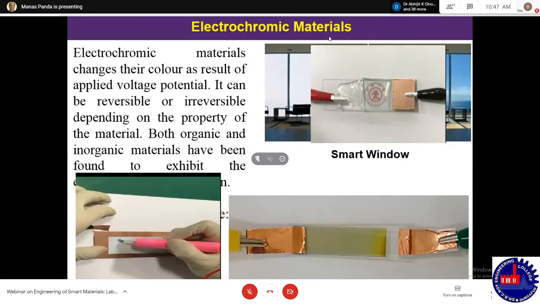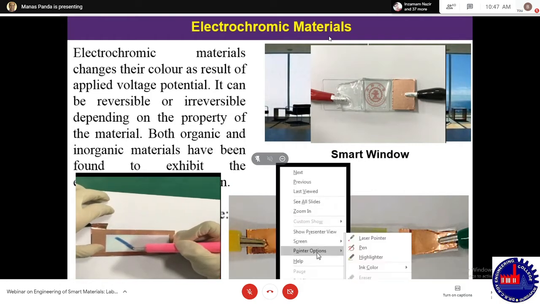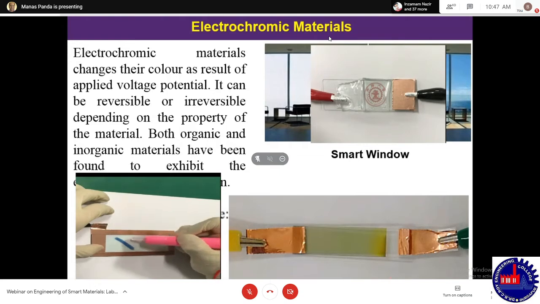So you can see this is one electrode, and another electrode is attached here with this hand. As you apply voltage on the surface, you can see there is a change in color, and because of the color contrast, you can see the writing. So that is how the electrochromic material can be applied for different applications.